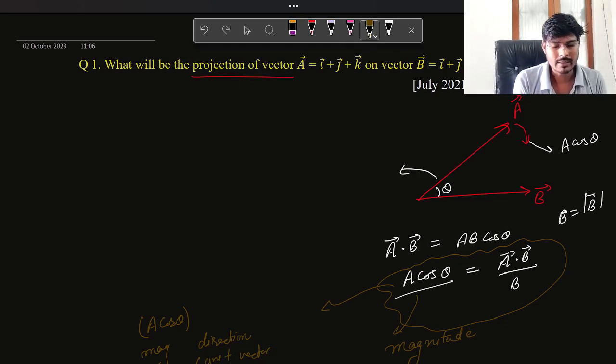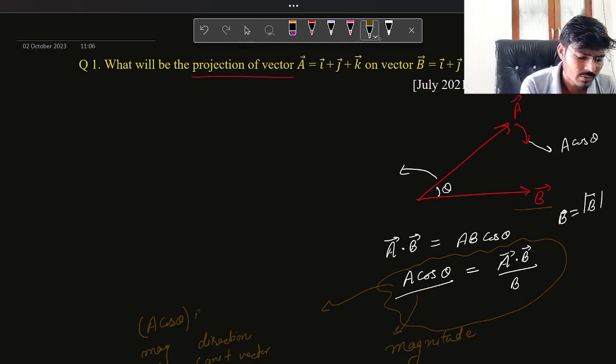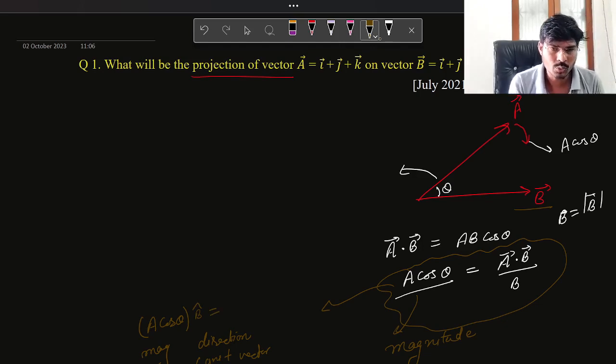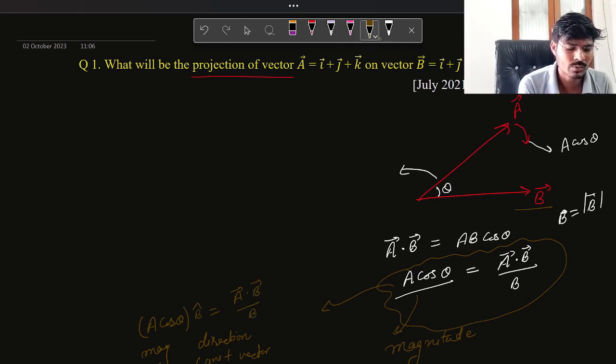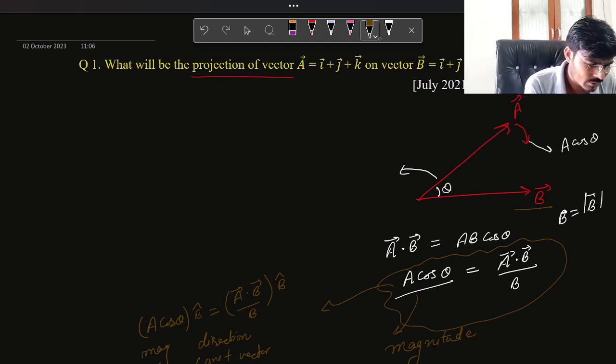Okay, what will be the unit vector? Here the unit vector is in which direction? B, because we have to calculate the projection along B. So we can write it as A cos theta into B cap. That is, on the right hand side we will also multiply by B cap. Okay, then it is in vector form. This is in magnitude and this is complete vector form. Okay, so what is this?